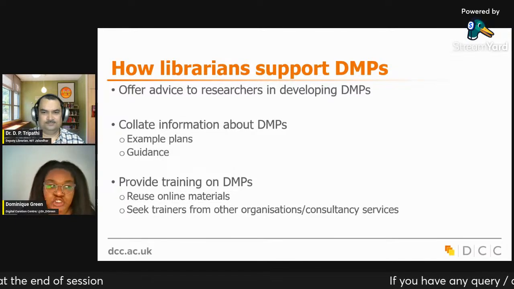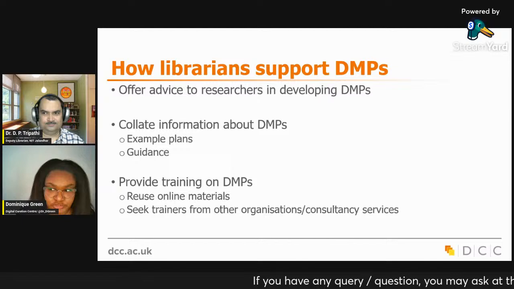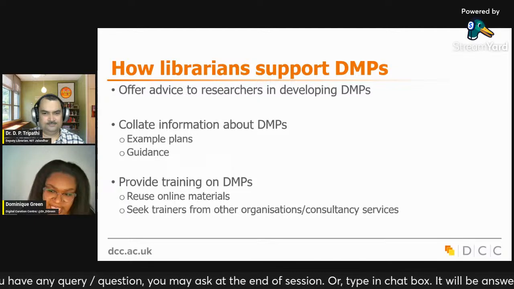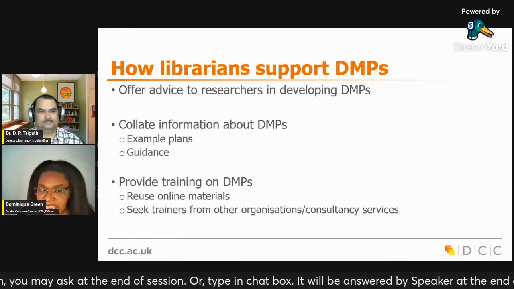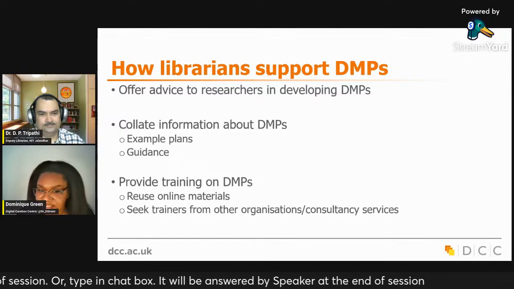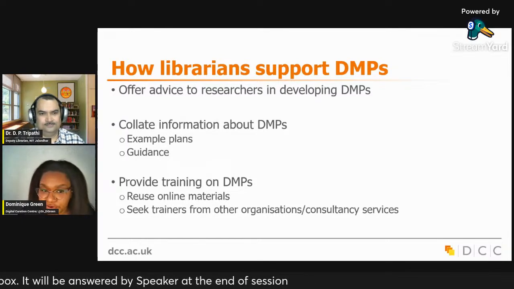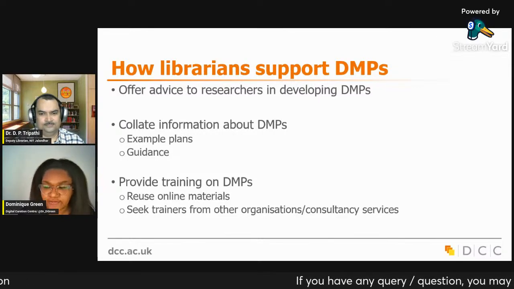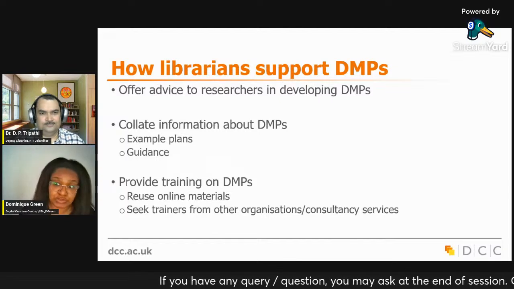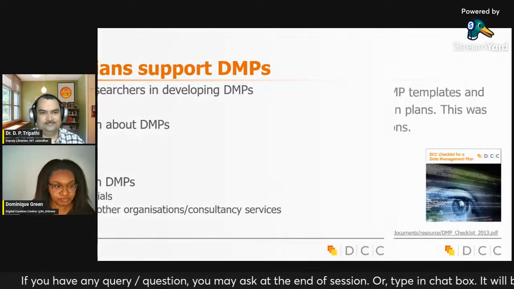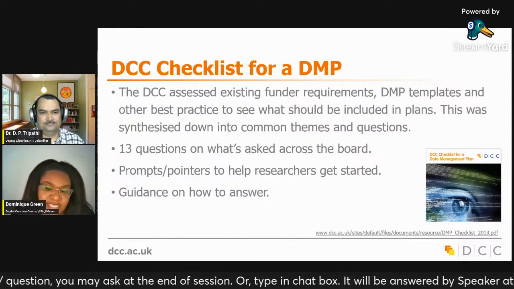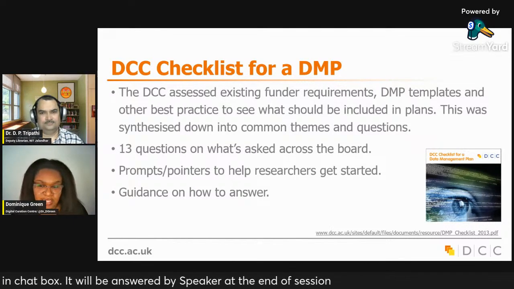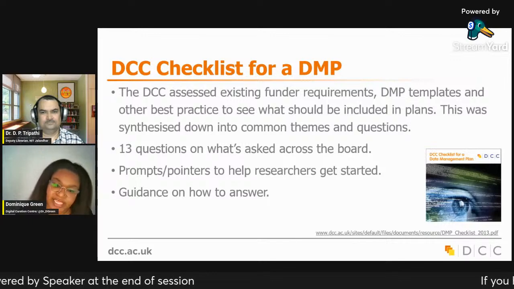Today, I'm going to stick to the advice that you can offer to researchers in developing their data management plans. I also talk about some example plans as well as some guidance that can be given to researchers. I think sometimes having that guidance is really helpful, as well as seeing what other data management plans look like. That's really helpful for researchers to see what they need to do to put into their plans. So there's a lot of checklists out there available for you to use when you want to give to researchers when they're creating a data management plan.